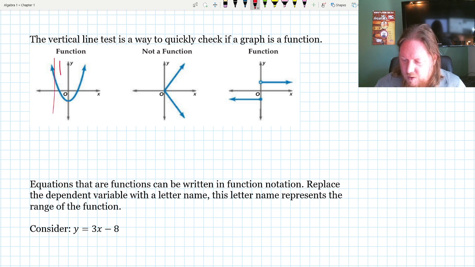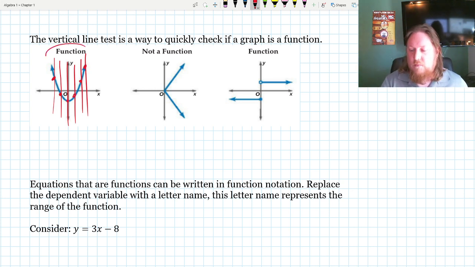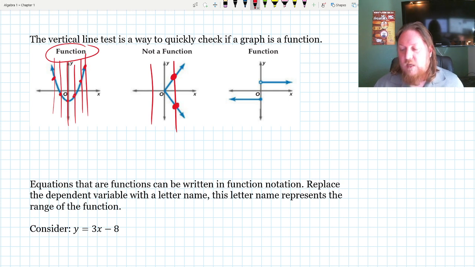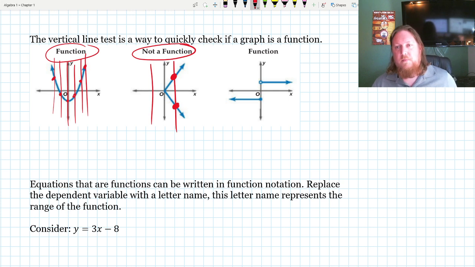And for this one, I'm going to draw a bunch of vertical lines. If you notice, it only ever intersects the graph once. So it's a function. For this next one here, I draw a vertical line there. Doesn't even hit the function, but that's okay. That's not the problem. The problem is here, when I draw one vertical line and I see it hits the function twice. That tells me it's not a function.